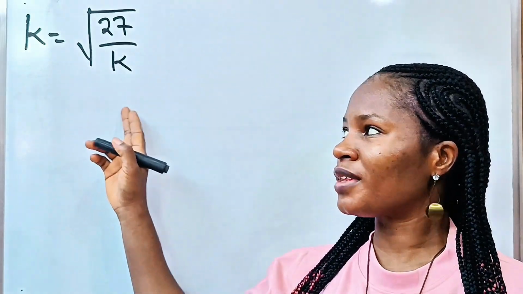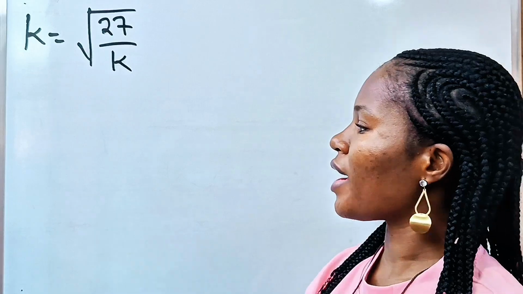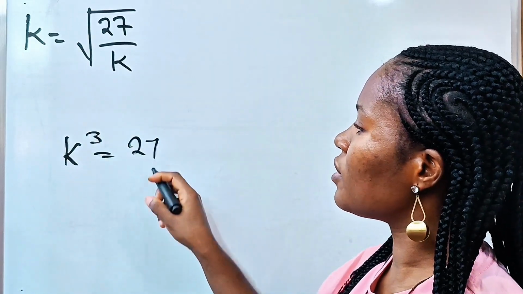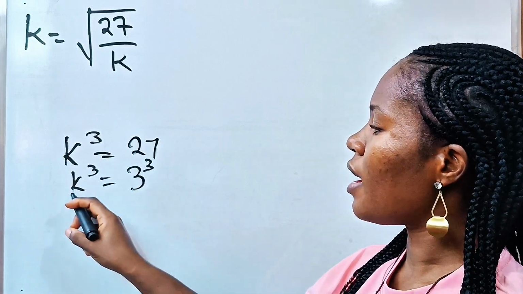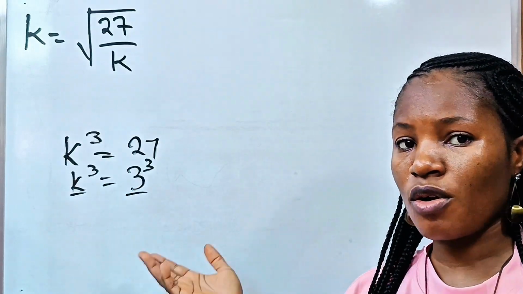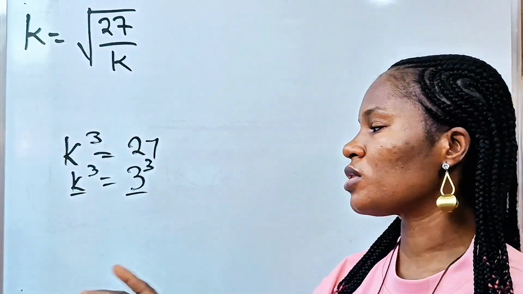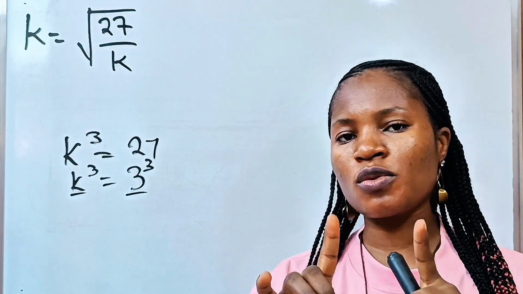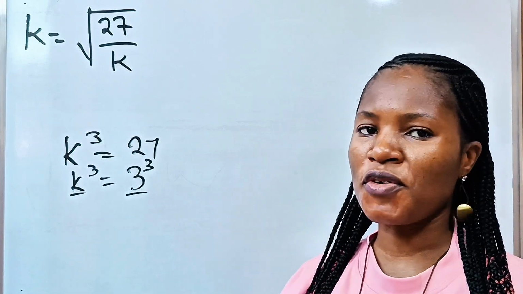When you want to solve this, don't take the square of both sides in such a way that when you get k to the power of 3 equals 27, you now say k to the power of 3 is equal to 3 to the power of 3, then k is equal to 3. This is correct, but you know that we need 3 values of our k and not just one. So if you end up here, then you are only going to get just one value of k. Now let's do it together and get the 3 values of k.